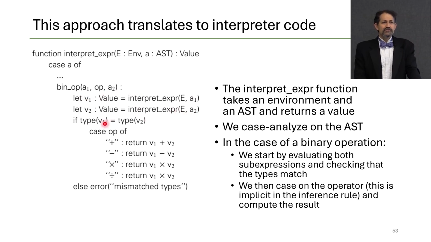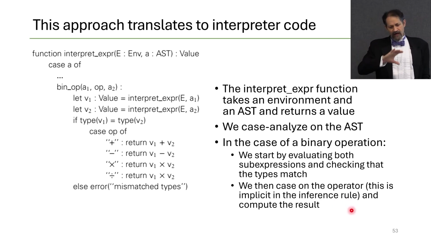If the type of the two is the same, then we do a case on the operator, and we either return V1 plus V2, V1 minus V2, times, or in this case, that's a typo, it should be divided by. So the case on the operator is a little bit implicit in the inference rule. Our notation is just kind of generic on the operation to be used, but otherwise you can basically just read this code off of the inference rule.